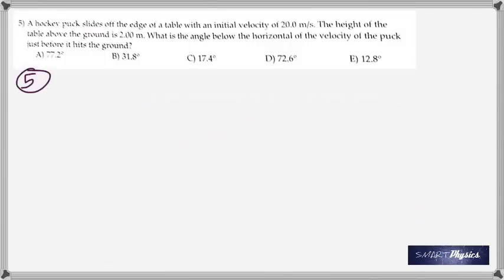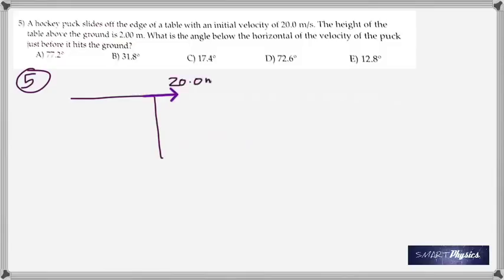Number 5, a hockey puck slides off the edge of a table with an initial velocity of 20 meters per second. So that means that is a horizontal velocity, because a table is usually horizontal. And the height of the table above the ground is 2 meters. What is the angle below the horizontal of the velocity of the puck just before it hits the ground? All right. So what's the initial vertical velocity of this puck? Initial vertical velocity is 0 because it's projected horizontally.